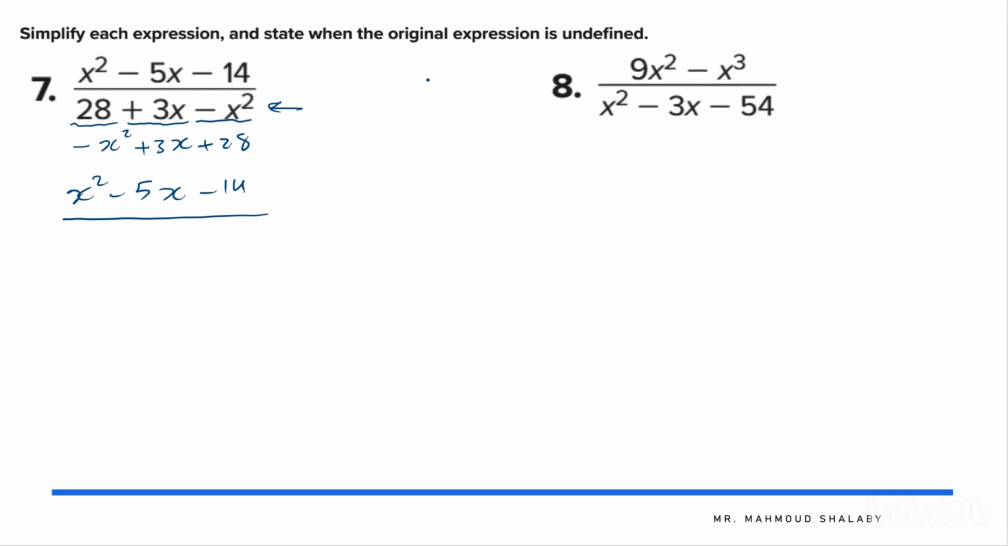I'm not moving it to the other side of the equal sign to change its sign to positive. No, I'm still rearranging. So negative x power of 2 plus 3x plus 28. Now, I will not be able to factorize it that way. So what we can do is take the negative outside, which means I will put a negative outside. Putting a negative outside, if you remember the rule, changes every sign inside. So it will be x power of 2 minus 3x minus 28.